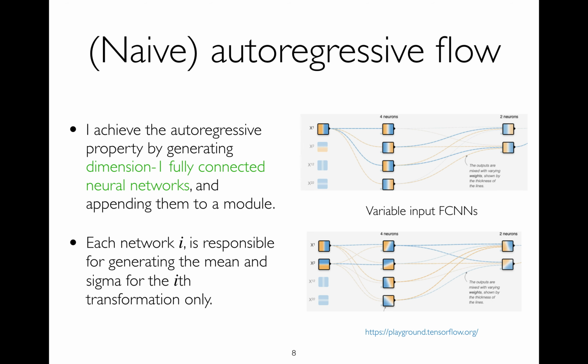So what I have is what I call the naive autoregressive flow. And basically, instead of generating the masks, what I do is I do d minus 1 fully connected networks. So basically, for mu1, it would be randomly initialized. For mu2, I would have a network with just one input. Mu3, a network with just two inputs, and so on and so forth.